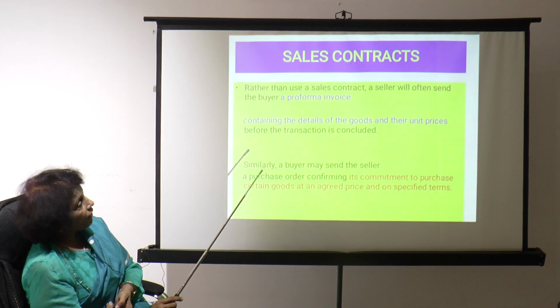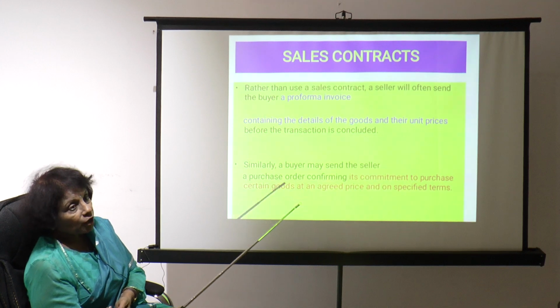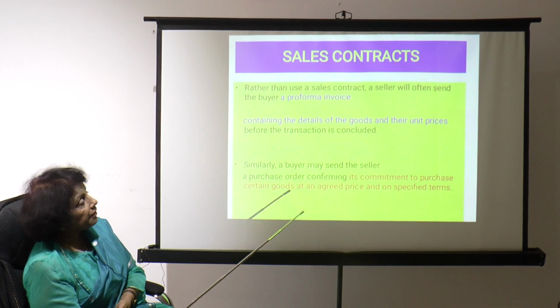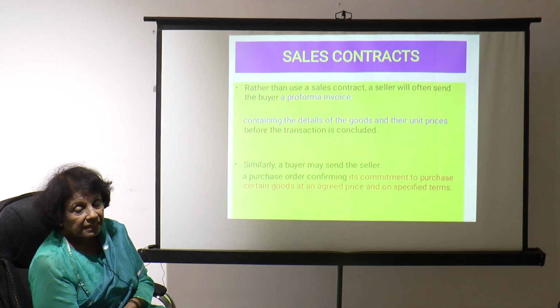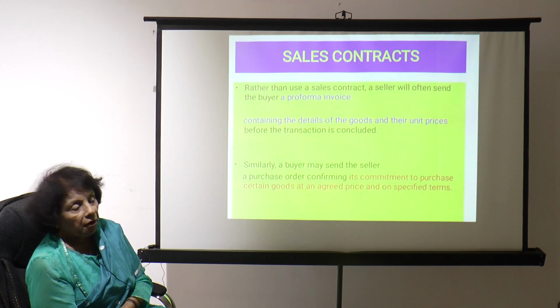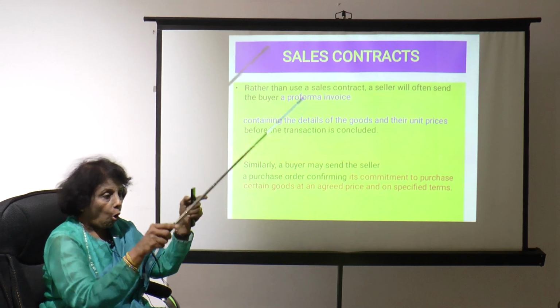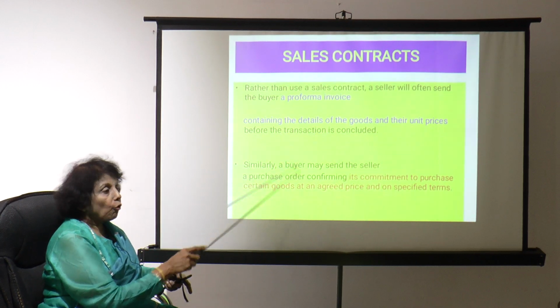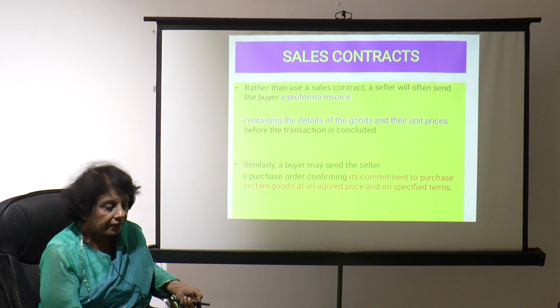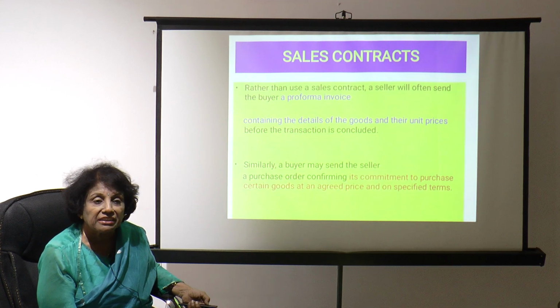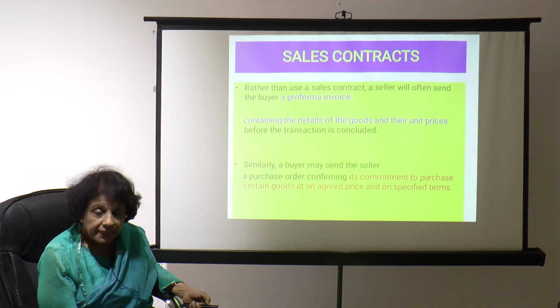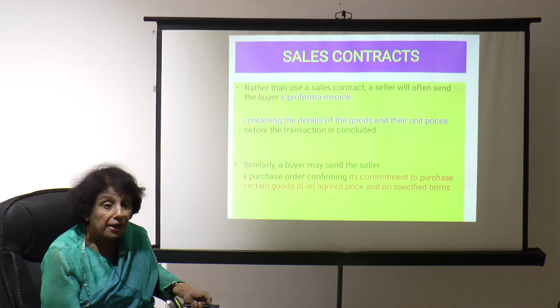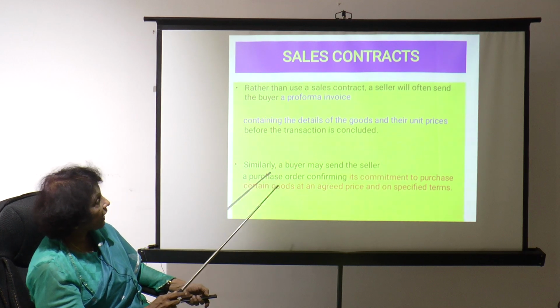Instead of a sales contract, sometimes the seller will send the buyer a pro forma invoice. It will contain all the details of the goods and the unit price. So, before the transaction is concluded, the seller will send a pro forma invoice rather than a sales contract.